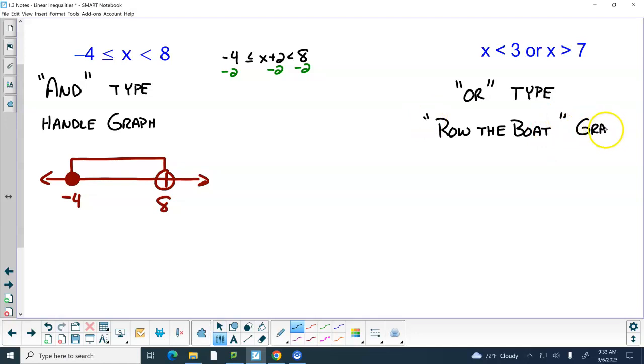Yes, it is because I'm a Minnesota fan. Oh, is it great? Okay, sorry. Row the boat. Okay, go Gophers.